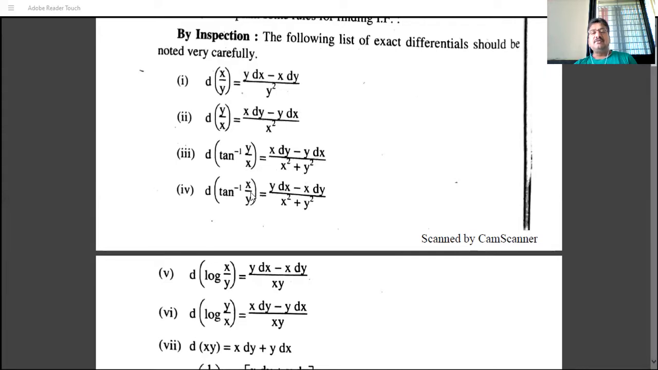Similarly, the derivative of tan inverse x by y is this. What is the derivative of tan inverse x by y? It is 1 by 1 plus (x by y) bracket square, means x square by y square, into the derivative of x by y. The derivative of x by y is (y dx minus x dy) divided by y square. We have this answer.